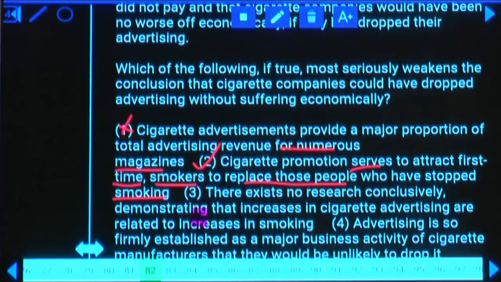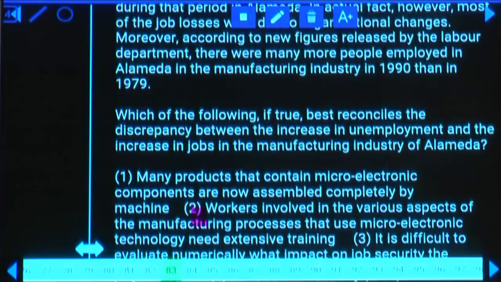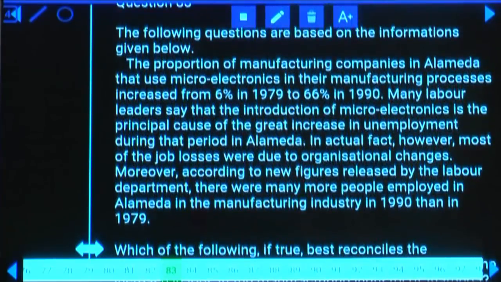Then 83 to 85, now these three are also based on CR. Now question number 83, the proportion of manufacturing companies in Almeda that use microelectronics in their manufacturing. Now here he is talking about what? Companies in Almeda that use microelectronics in their manufacturing processes increased from 6% in 1979 to 66% in 1990.